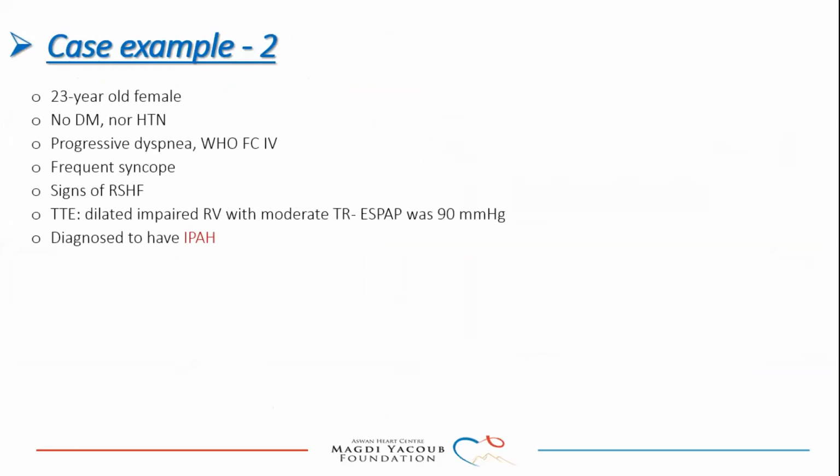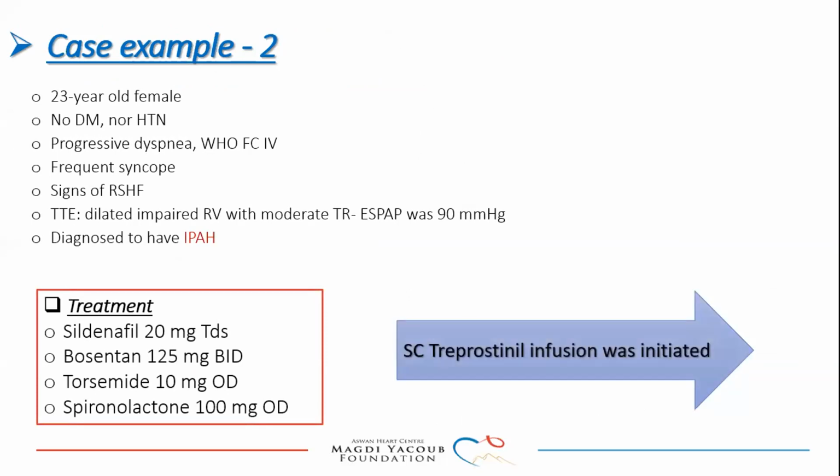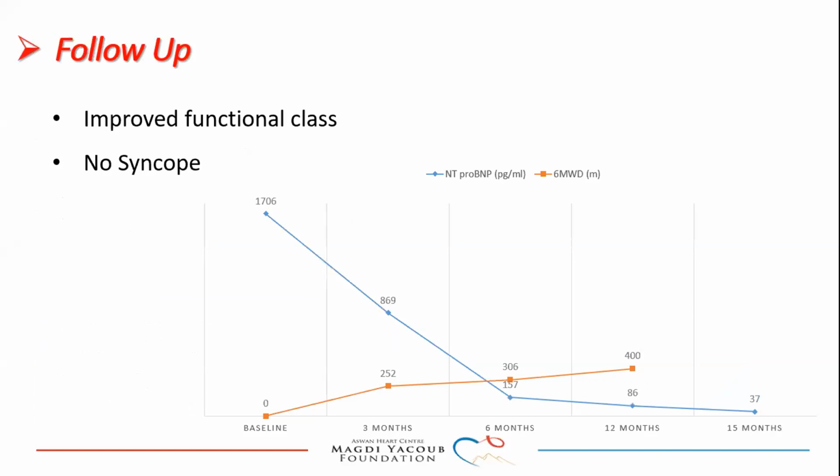Second patient is a 23-year-old female, functional class 4 with frequent syncope and severe right-sided heart failure on combined oral therapy. Also, subcutaneous treprostinil infusion was initiated in this patient, and her follow-up showed a marked improvement in her functional class. There is no more syncope. This curve is showing the pro-BNP at baseline and during her follow-up, it almost normalized.